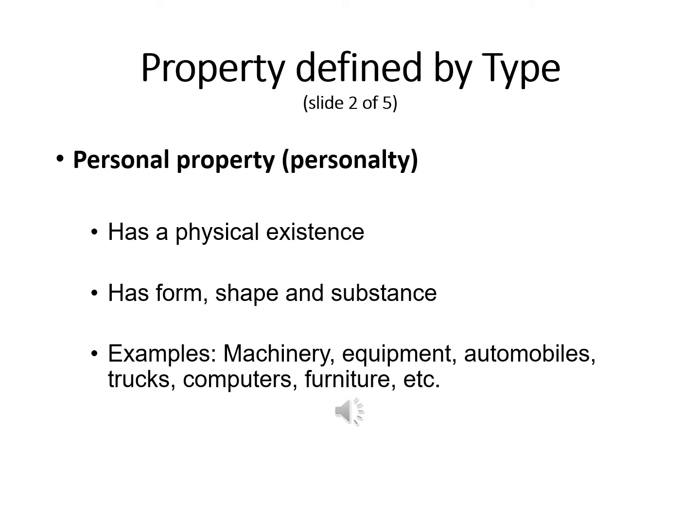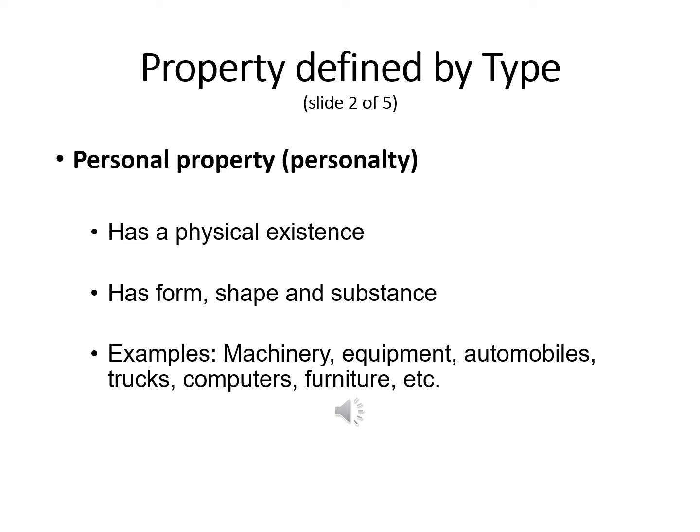Let's take a little bit of a look at each one of these types of property. This slide has on it the personal property. Usually they call it tangible personal property. Again, it has a physical existence. It basically would include most of the business assets that you would have other than real property, real estate.